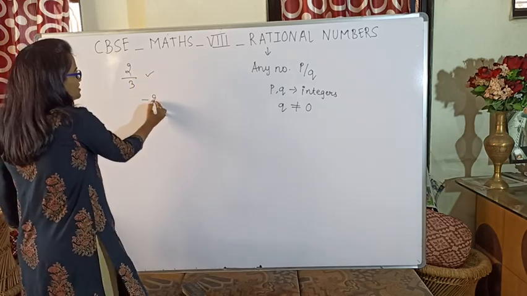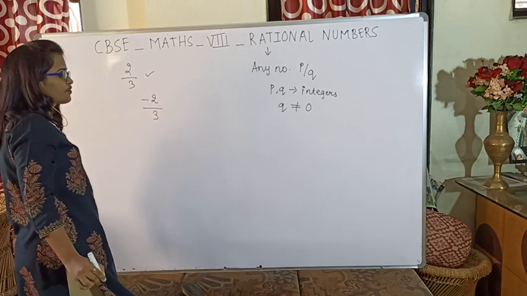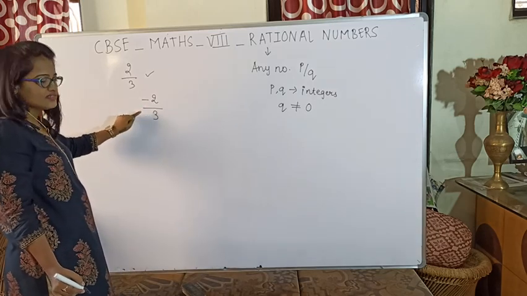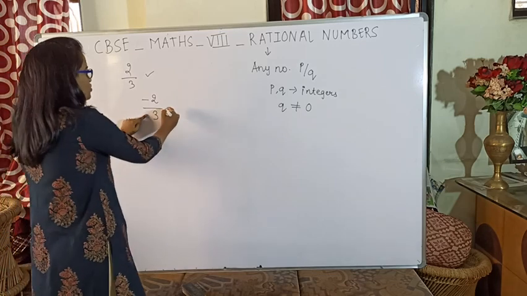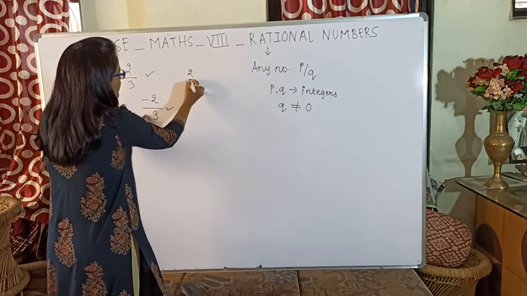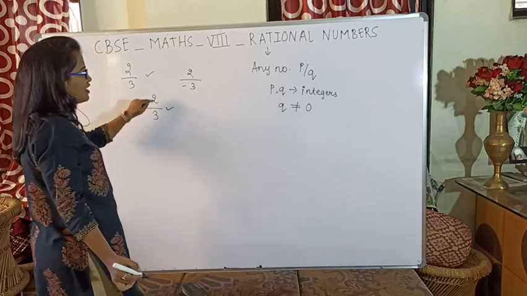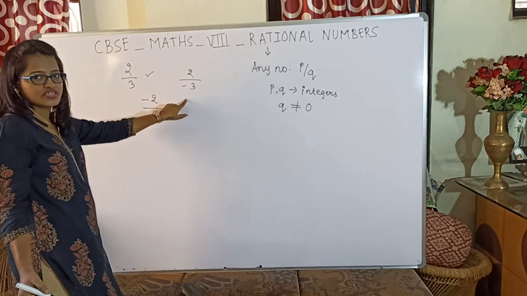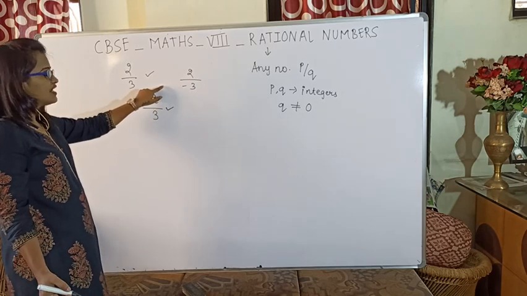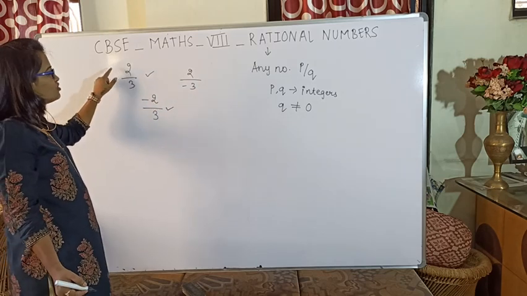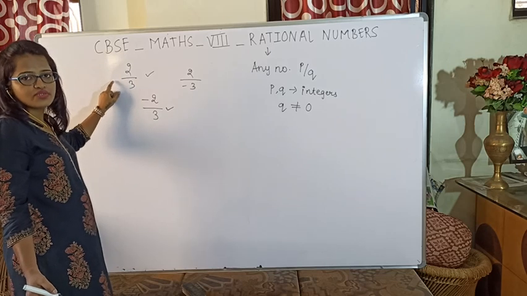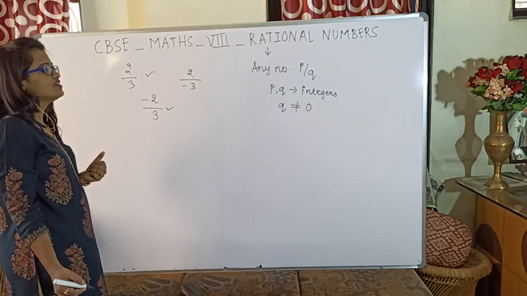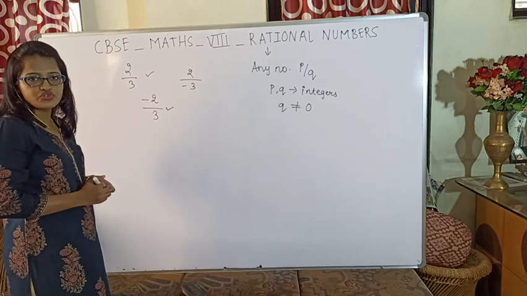What if I write it like this? Minus 2 by 3. Again, is minus 2 an integer? Yes. 3? Yes. And the denominator is not equal to 0. So again this is possible. What if I write 2 upon minus 3? Again 2 is an integer, minus 3 is also an integer, and the second condition is also satisfied. Which means that in case of a rational number, both the denominator as well as the numerator can be negative as well as positive. There is not any condition that the number has to be positive or negative.